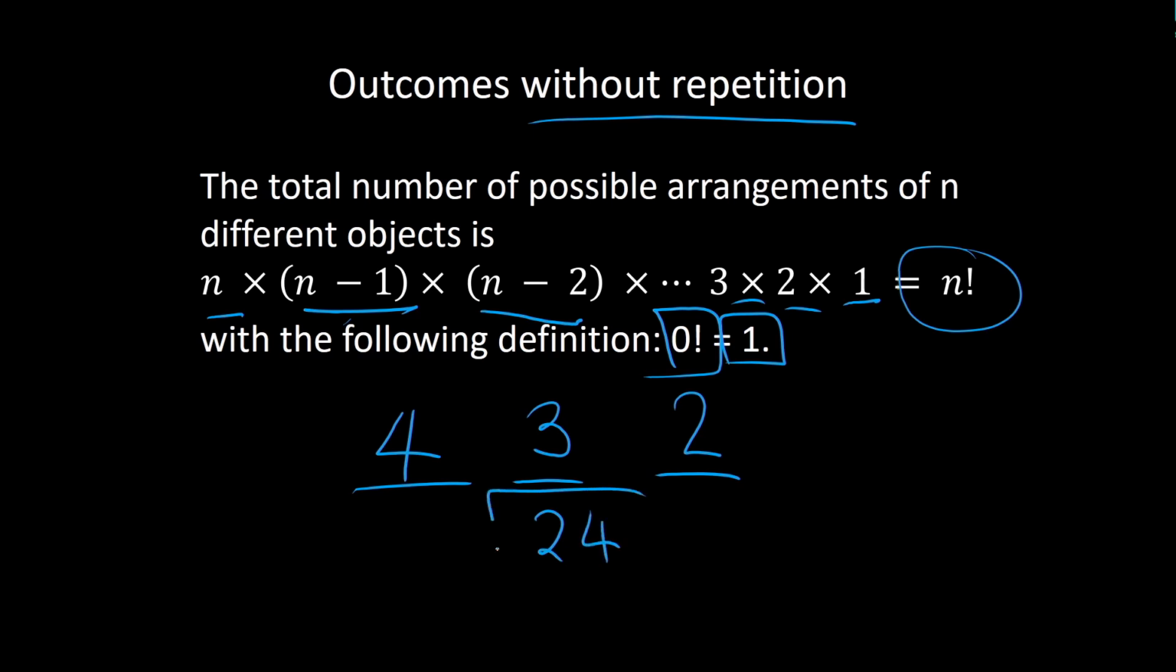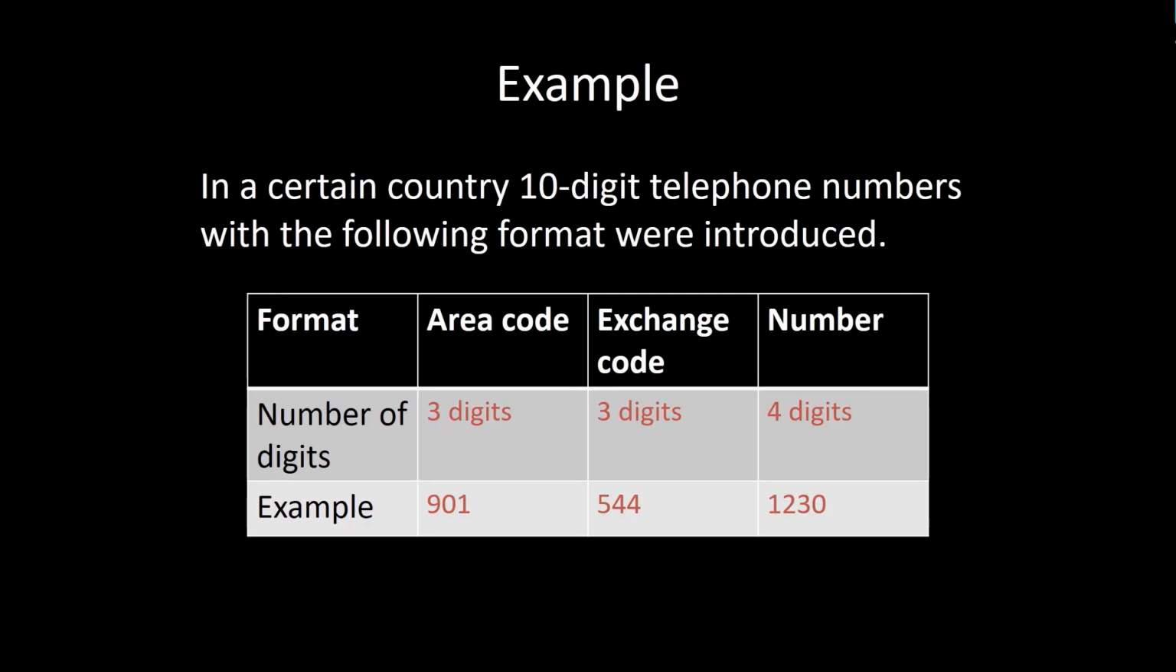Do you see, guys, how your number of possibilities is reduced when you are not allowed to repeat letters or numbers or objects? Okay, do you see? We went from 64 to 24 if repetition is not allowed. Okay, so you've got to be very careful with what the question says.